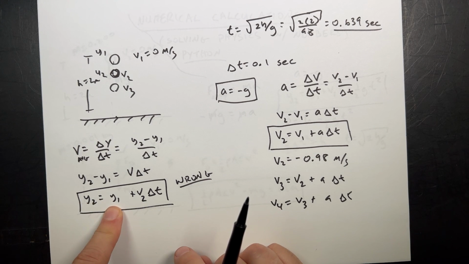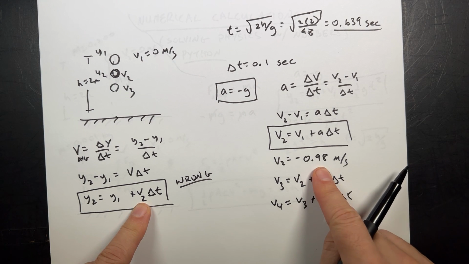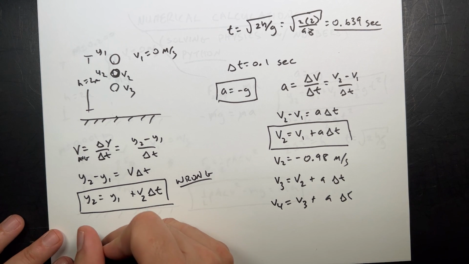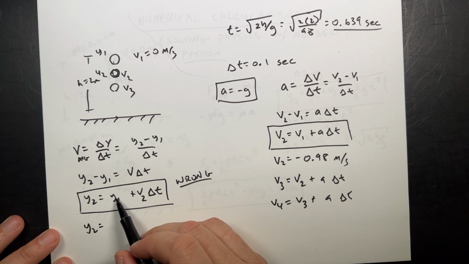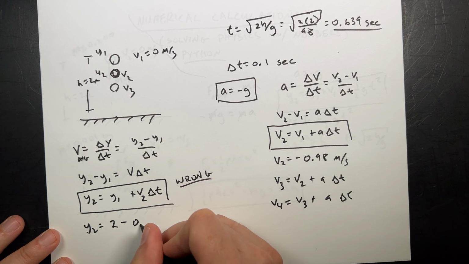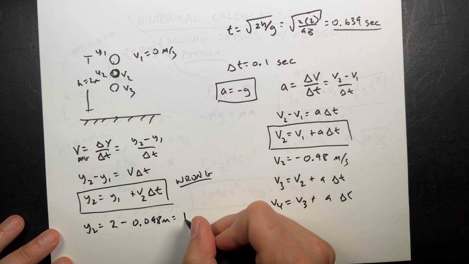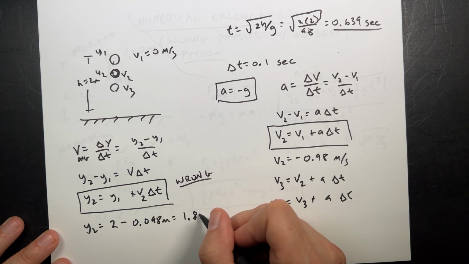Let's just go ahead and find what this is. So I know that v2 is 0.98, delta t is 0.1, so y2 is going to be equal to, oh, y1 was h. I'm sorry, y1 is not 0. y1 is h. So it's going to be 2 minus 0.098 meters, which would be 1.802.